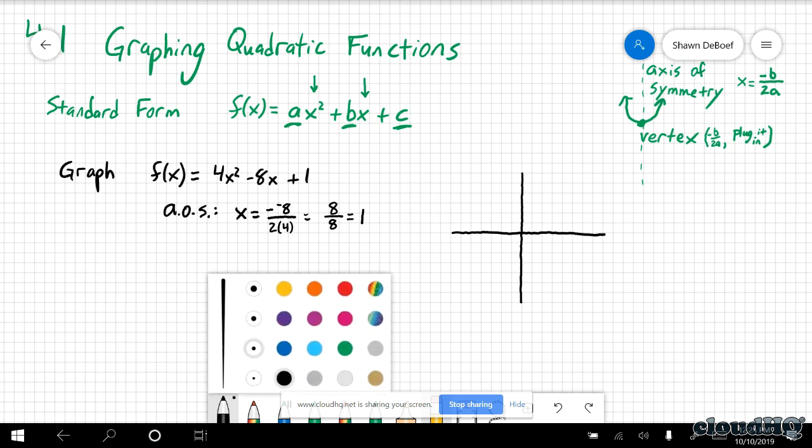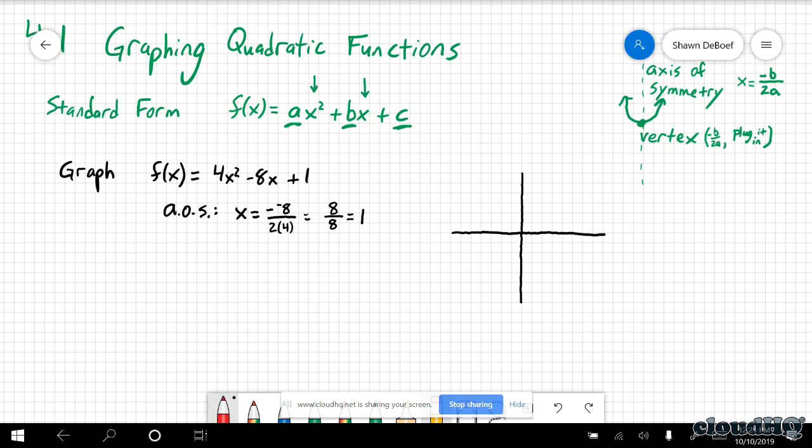I'm going to put that on my graph real quick. What I know is x equals 1. It's a vertical line, but it's not really part of the graph. It's just that line of reflection, that line of symmetry, that cuts it in half. So I'm going to make it a dashed line. It's helpful to see it when I go to graph, and I will use that to my advantage.